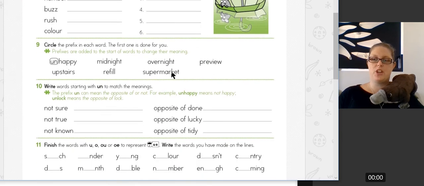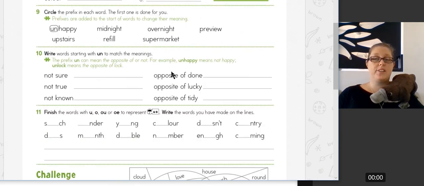Alright, question number 9. We're going to circle, or you can highlight, the prefix in each word. The first one is done for you. So remember, prefixes are added to the beginning of the words, and they can often change the meaning of the word. So we've got unhappy. The prefix un has been added to happy to make a new word.